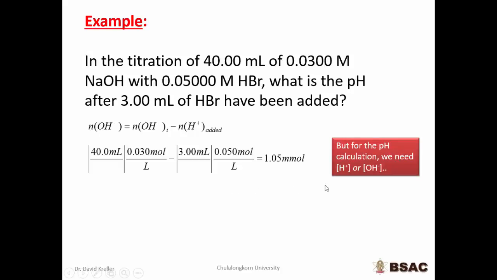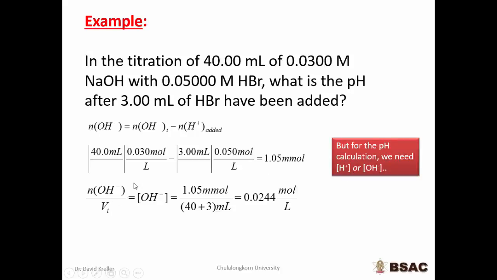But for the pH calculation, we need a concentration of either hydrogen ions or hydroxide ions, from which we'll calculate pH or pOH. Let's calculate the hydroxide ion concentration. That's what we have, 1.05 millimoles. We'll divide that by the total volume. 40 mL started with, and we added 3 mL to that, so the total is 43 mL. So divide 1.05 by 43, and we get 0.0244 moles per liter concentration of hydroxide.